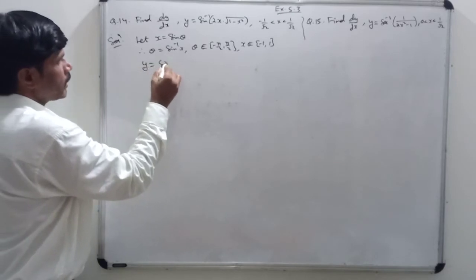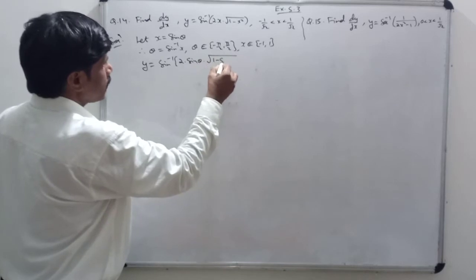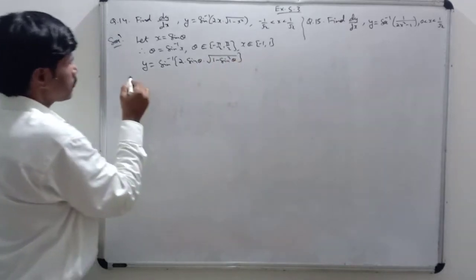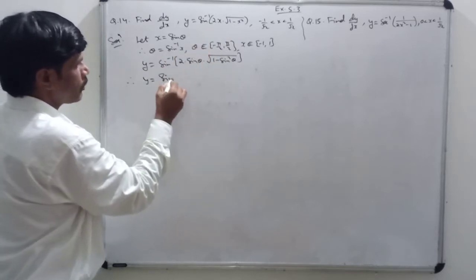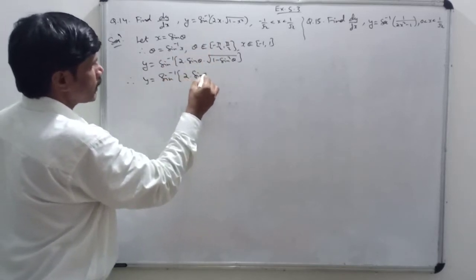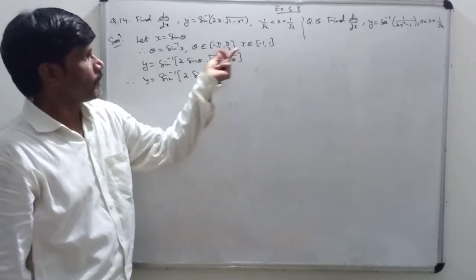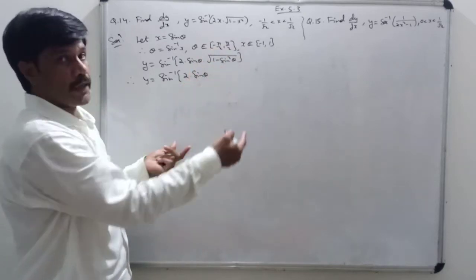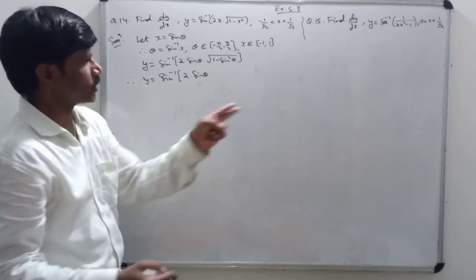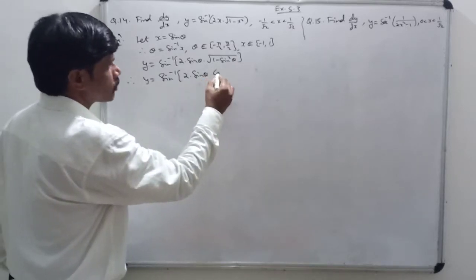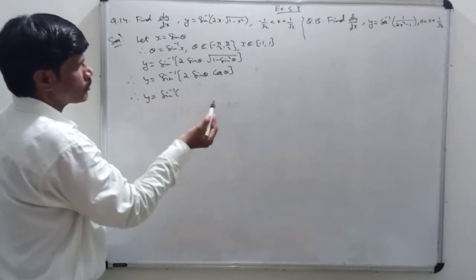Y is equal to sine inverse of 2 sine theta into root of 1 minus sine square theta. So therefore y is equal to, in place of x I have kept sine theta. So sine inverse of 2 sine theta into root of 1 minus sine square theta, which is cos square theta. Square root of cos square theta is mod cos theta. But as theta is between minus pi by 2 to pi by 2, in the first and fourth quadrant the cos function is positive. So we will write plus cos theta.